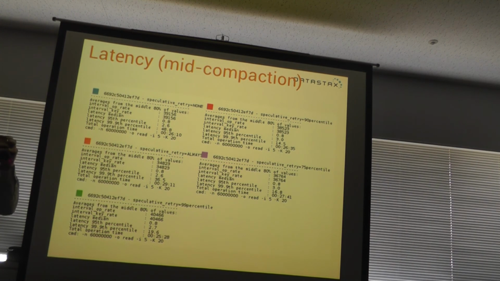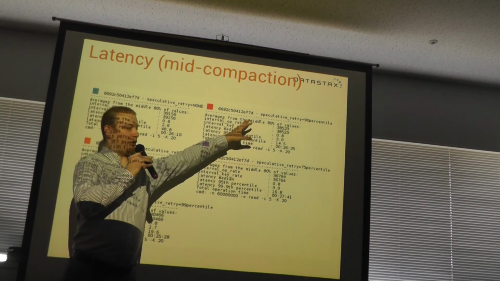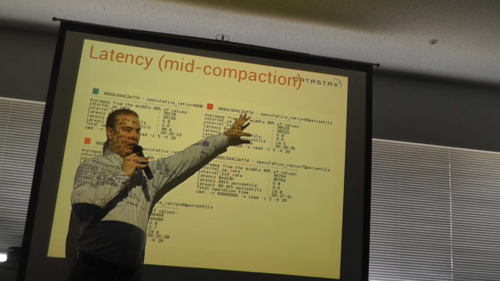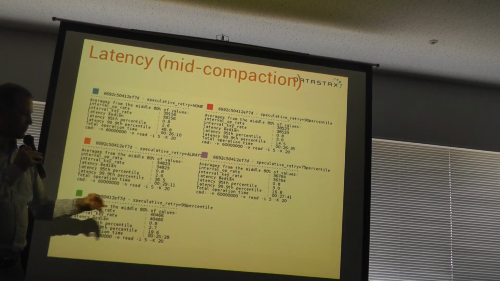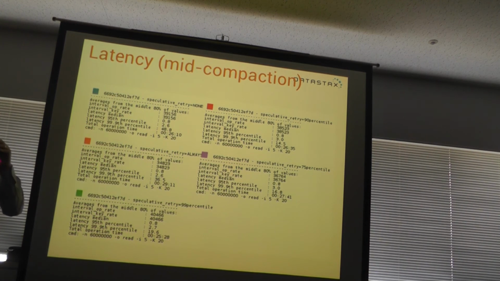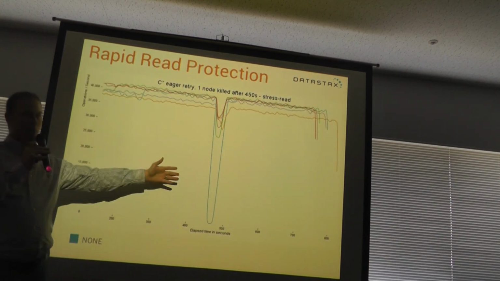So the default is to use 99th percentile, which is actually what we have here, which means that I'm only doing extra reads on the slowest 1% of my queries, which is a pretty good balance between keeping my performance high and giving me that protection against a machine dying.